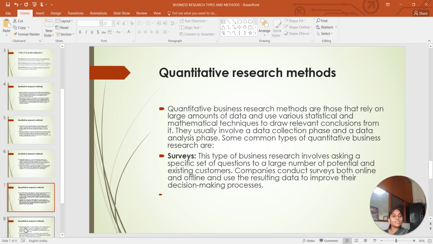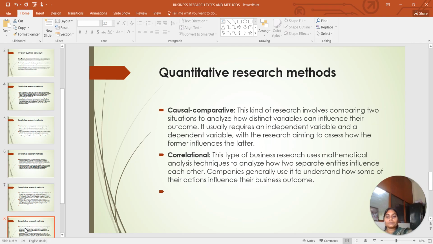This type of business research involves asking a specific set of questions to a large number of potential and existing customers. Companies conduct surveys both online and offline and use the resulting data to improve the decision making process.